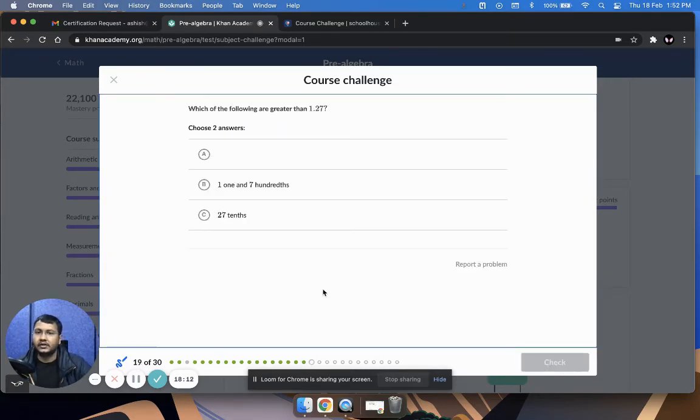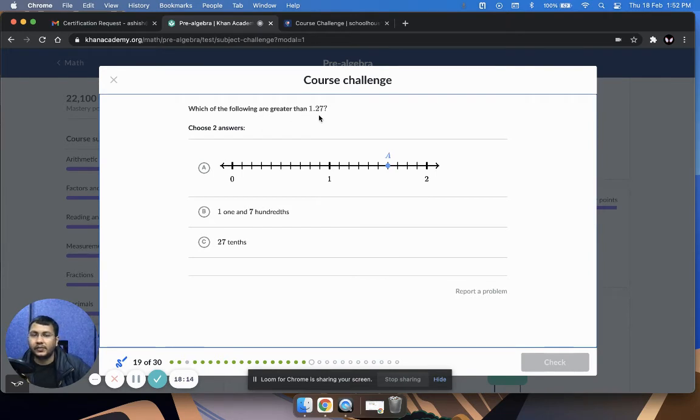Nice. Which of the following are greater than 1.27? Okay. One is a number line, the other ones are, okay. I see what they're doing here. Which of these numbers are greater than 1.27? So here's the number on the number line. Let's see where it is. This is somewhere in between 1 and 2. And is it more than 1.5?